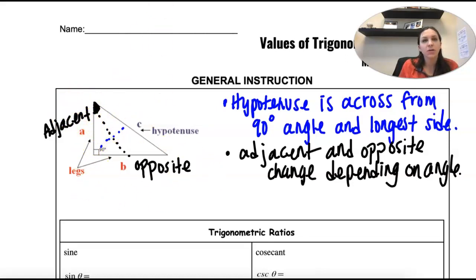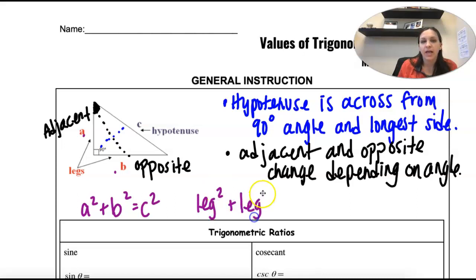Okay, also always remember when we have right triangles, the Pythagorean theorem. So a squared plus b squared equals c squared. Or maybe just remember that the order doesn't matter. Leg squared plus leg squared. And the legs are those lines that make the 90-degree angle. Those are called the legs. Equals the hypotenuse squared.